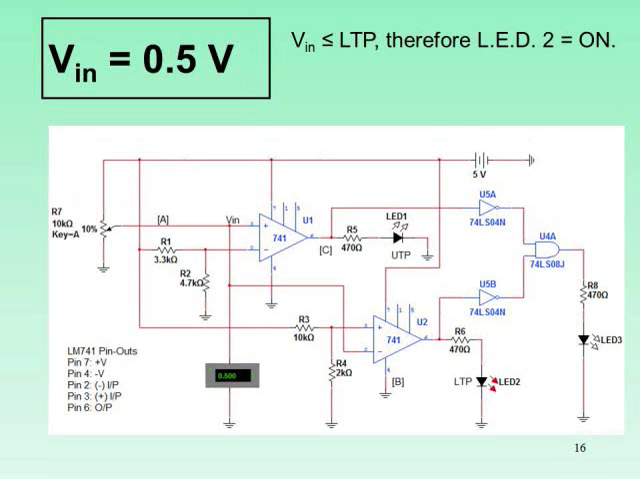So in our final slide, our input voltage is equal to 0.5 volts. So Vin is equal to or less than the lower trigger point. Therefore, LED2 will be on, and LED1 and LED3 will both be turned off.